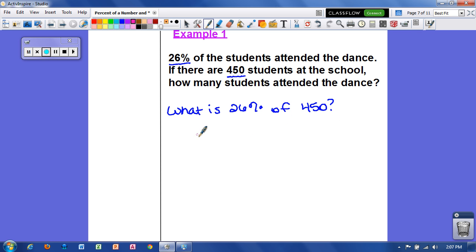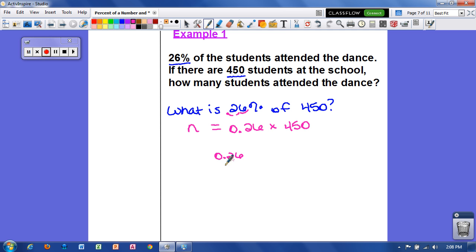All right, what? That's going to be the variable. I'm going to use the letter N. Is, that means equals. 26% I want to write as a decimal. Remember, percent to decimal, paddle to the left. So this would be 0.26. Of means to multiply, and then we have 450. So n equals 0.26 times 450. So it's pretty simple here. All we have to do is just multiply those together.